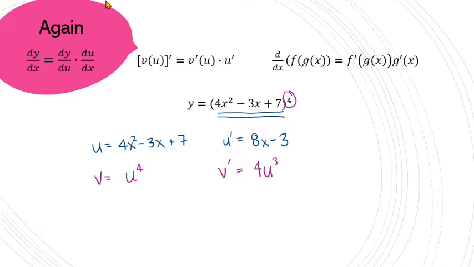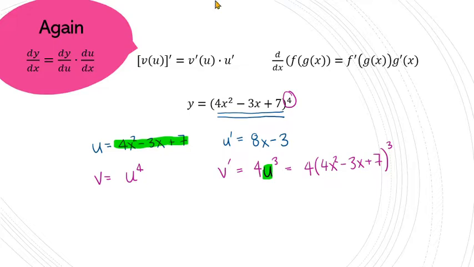4u cubed. We substitute back in u, so let's get that a highlight. This is going to go back here. That's a very aggressive highlight. And we're going to get 4 onto 4x squared minus 3x plus 7 to the power of 3.